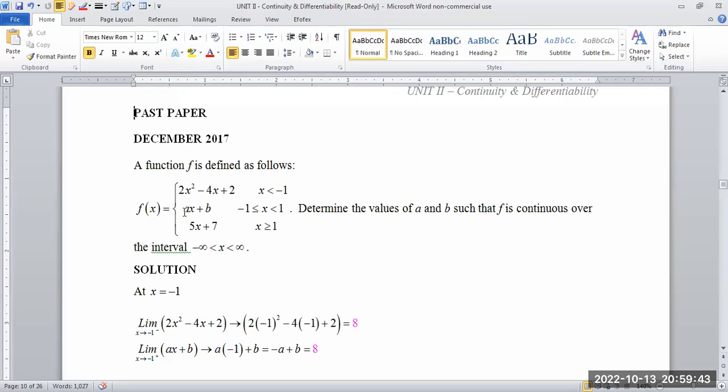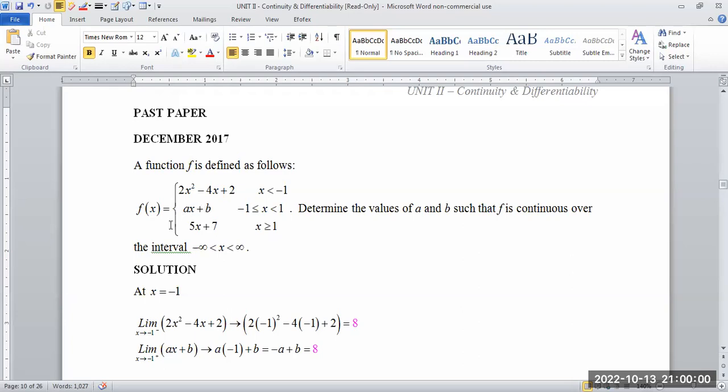All right, watch me. So it means that to the right of -1, where x is greater than or equal to -1, greater than or equal is to the right. So to the right of -1, you will have ax plus b. You will have ax plus b. All right, work with me.